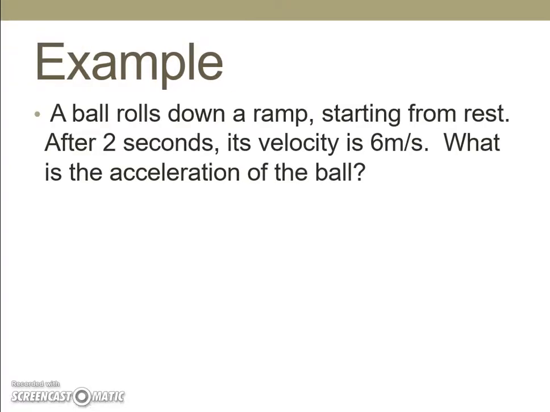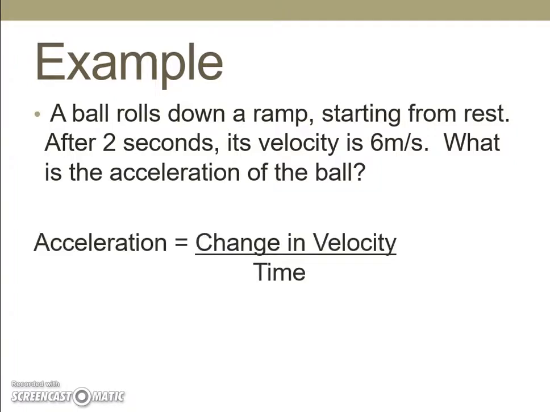So here's your first example, and then you'll have some practice problems. We have a ball that's rolling down a ramp. It starts from rest, and after 2 seconds, its velocity is 6 meters per second. I want to know what is the acceleration of the ball. So here's your formula, change in velocity divided by time. So we have 2 seconds. We can clearly see that. We also have a velocity is 6 meters per second. So after 2 seconds, we have a velocity of 6 meters per second.